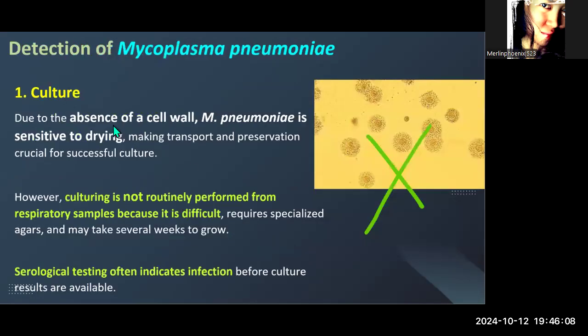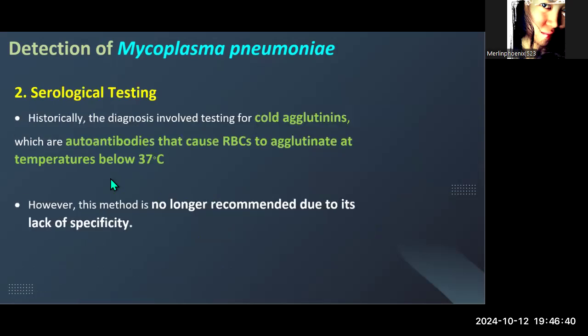So culture. Due to the absence of a cell wall, M. pneumoniae is sensitive to drying. So the transport and preservation are really crucial, guys. However, culturing is not commonly performed from respiratory samples because it is difficult. So culture is not suggested for Mycoplasma pneumoniae. Serological testing often indicates infection before culture results are available. So let's use serological testing.